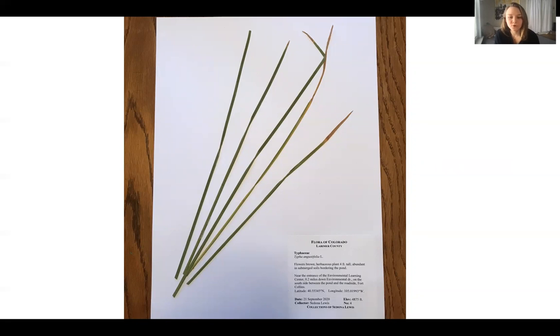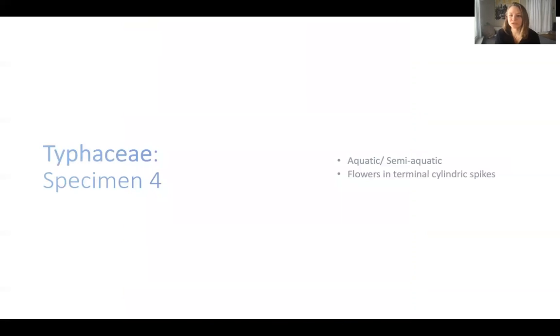But yeah, my identifying family characteristics for that specimen were that it was semi-aquatic, and so it was right on the base of the pond, and there was a ton of them around that area. And then also the really distinctive flowers in terminal cylindric spikes.